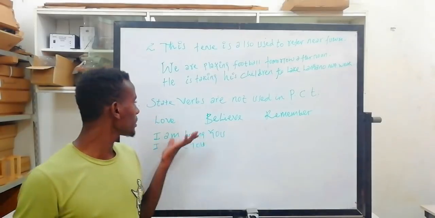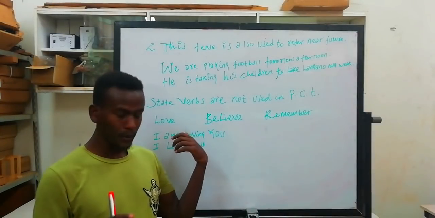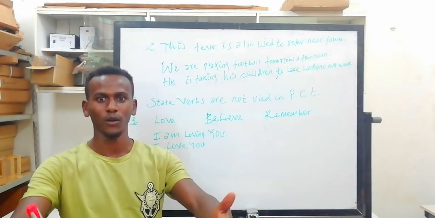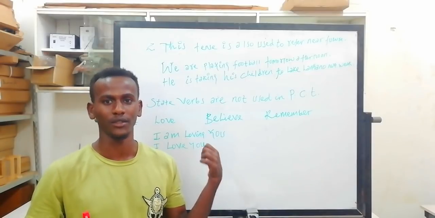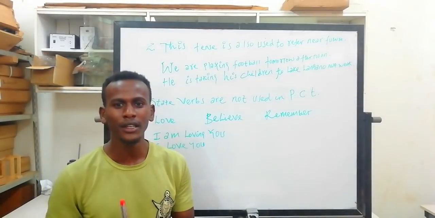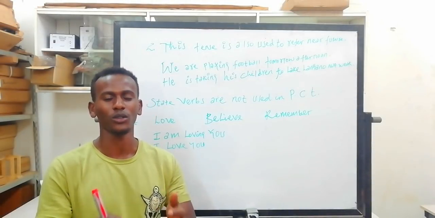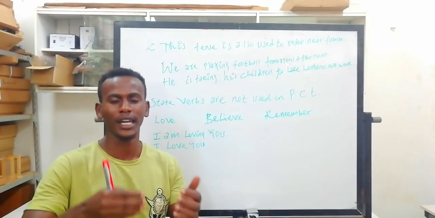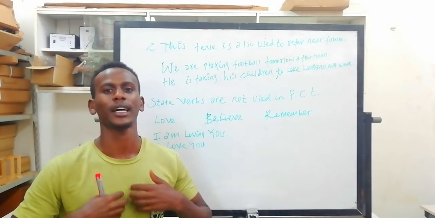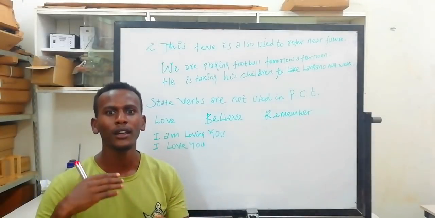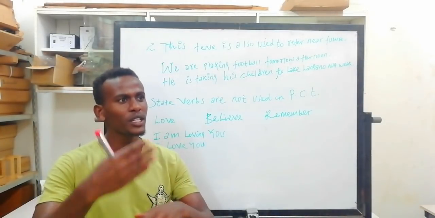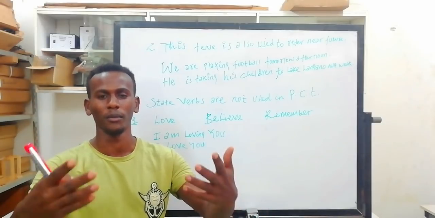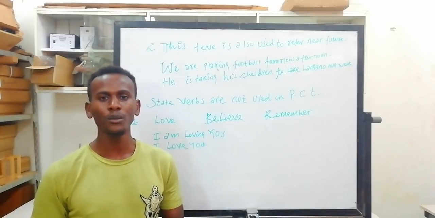There are 31 state verbs. For example, here there is love, believe, remember. "I'm loving you" is not said; it is "I love you". Love is a state verb. Believe: "I am believing in God" is totally wrong; it is "I believe in God". "I am remembering your name" is not said; it is "I remember your name". So state verbs do not take the ing form.